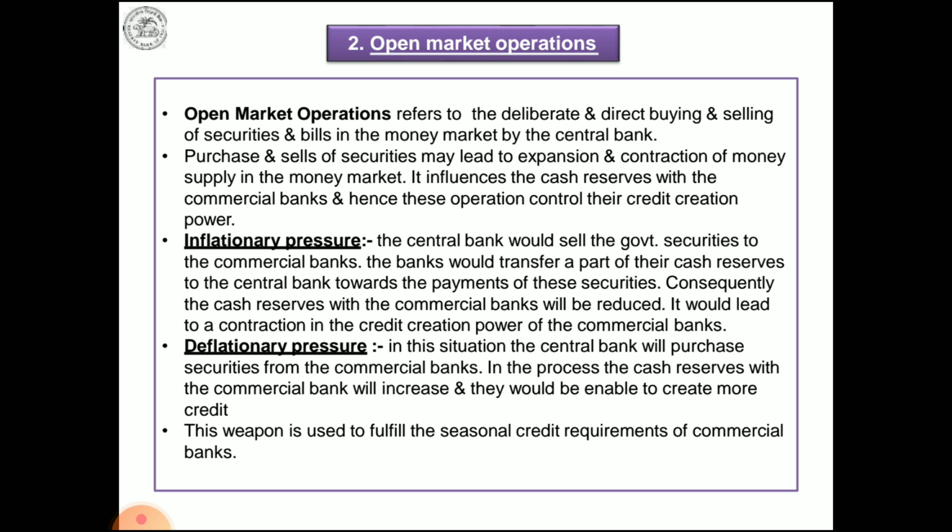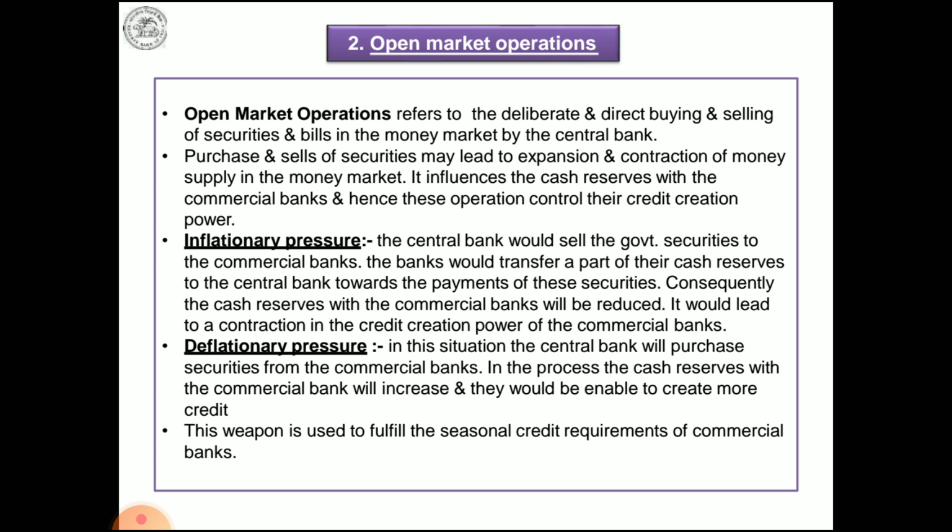Now, the second is open market operations. The second type of policy under this is open market operations. Here it refers to deliberate and direct buying and selling of securities and bills in the money market by the central bank. So here they will buy and sell the securities and bills of the government directly from the money market. When they buy and sell securities from the money market, you will find that the total monetary policy will get affected. So purchase and sale of securities may lead to expansion and contraction of money. Expansion of money means increase of money, and contraction means decrease of the supply of money.